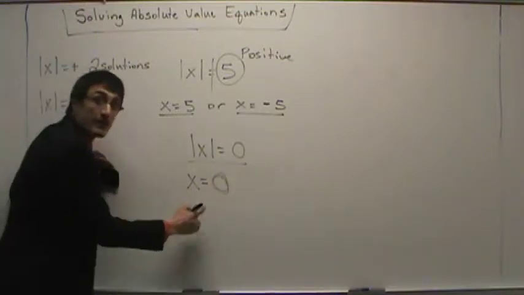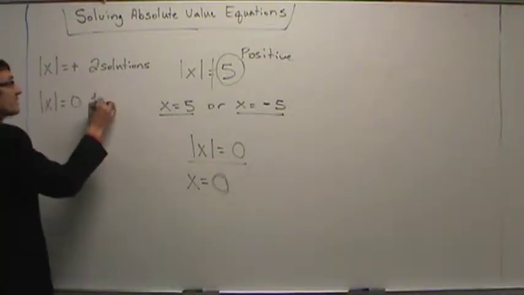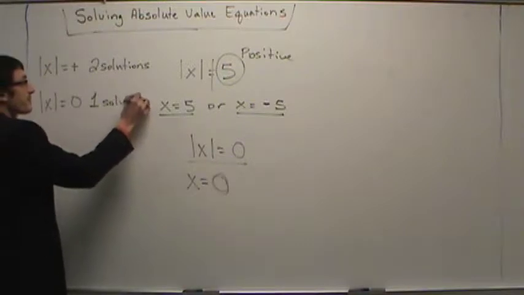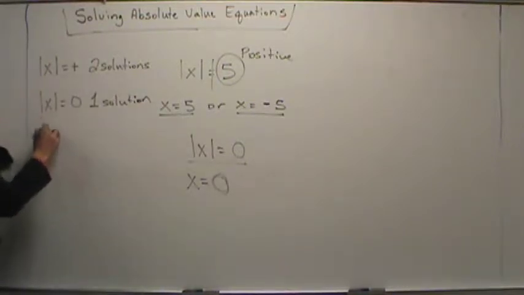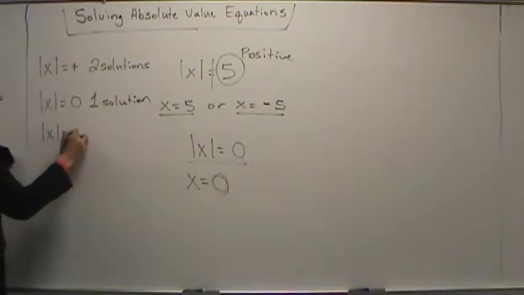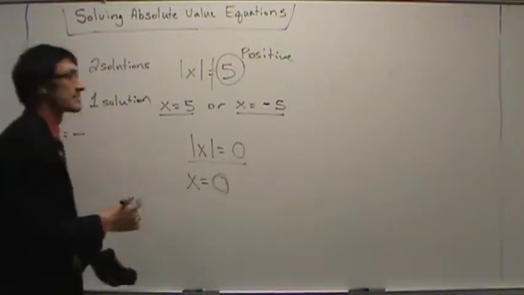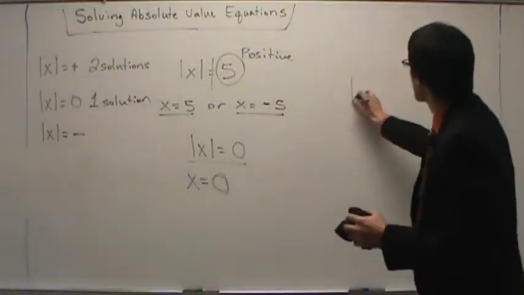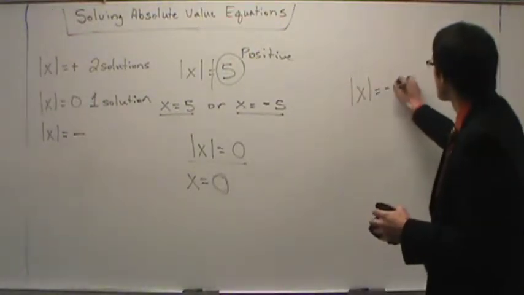So the absolute value of x equals 0. How many solutions do we have? We just have 1. So we write 1 solution. And the absolute value of x, what do you think this one's going to be? We've had positive, we've had 0, now we're going to look at absolute value of x equals negative. Let's write absolute value of x equals negative 5.